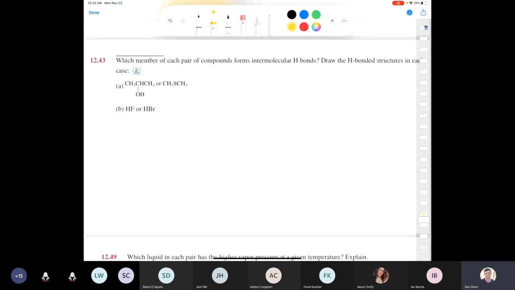12.43, which member of each pair of compounds forms intermolecular hydrogen bonds? If I look at A, well, first let's go over the requirements for hydrogen bonds. We've gone over this many times. You've got to have either a bond between hydrogen and fluorine, hydrogen and oxygen, or hydrogen and nitrogen. There is no hydrogen-oxygen, fluorine, or nitrogen bond in dimethyl sulfide. Here I have an oxygen and a hydrogen bond, don't I?